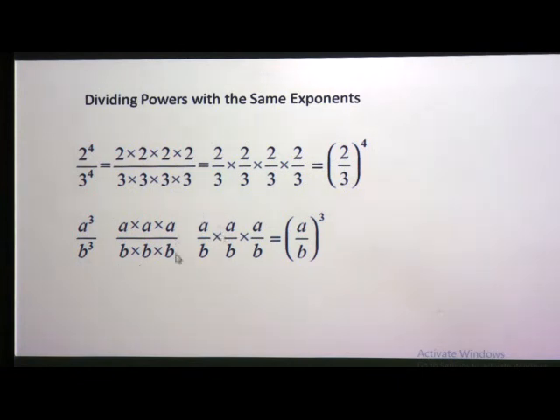Now, we can write it separately, that is a upon b into a upon b into a upon b, 3 times. So, we can write in this form as a upon b whole power, that is a upon b raised to the power of 3.